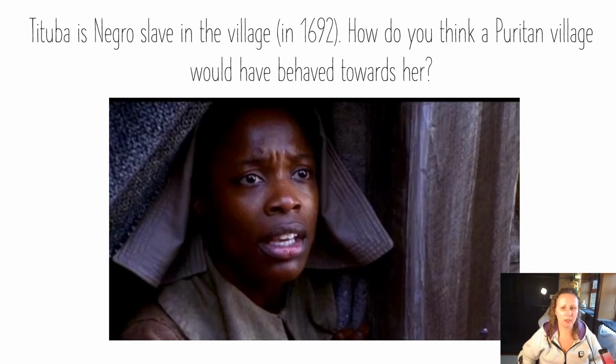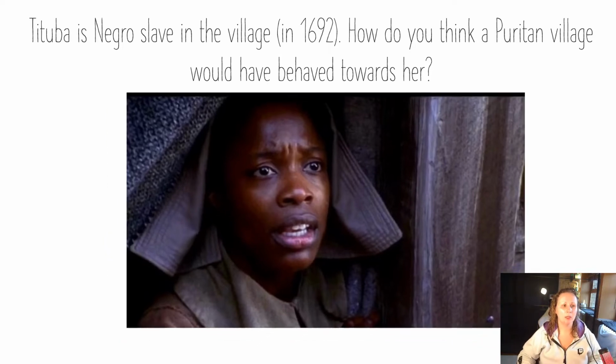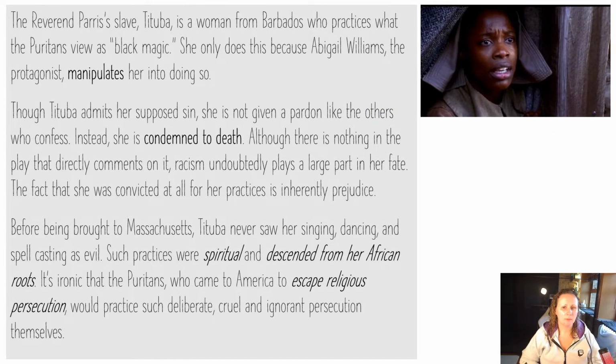Okay, so we're just going to look at her first of all. So, Tituba. Tituba is Reverend Paris's slave. She's a woman from Barbados, and she practices what the Puritans would view as black magic. She only does this because Abigail Williams, the protagonist, the main character, manipulates her into doing so. So bold and manipulates, because that means that she forces her, coerces her, tricks her, emotionally blackmails her into doing it. Though Tituba admits her supposed sin, she's not given a pardon like the others who confess. She's condemned to death for doing black magic.